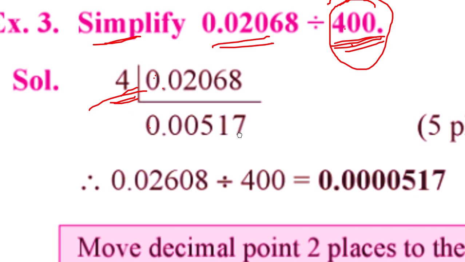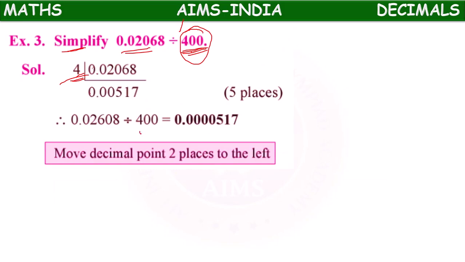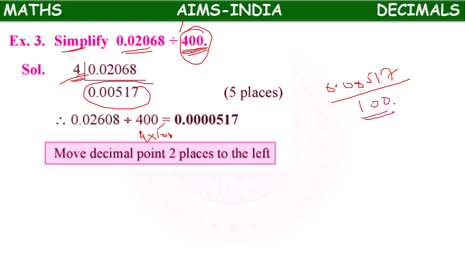0.00517. But here we are having 400, and in 400 we are having two zeros. Because of 4, we are getting this answer. But because of two zeros, 400 we can write as 4 into 100. Whatever answer we have got, 0.00517, is because of division by 4. Still, division by 100 is remaining, because in 100, two zeros are there.